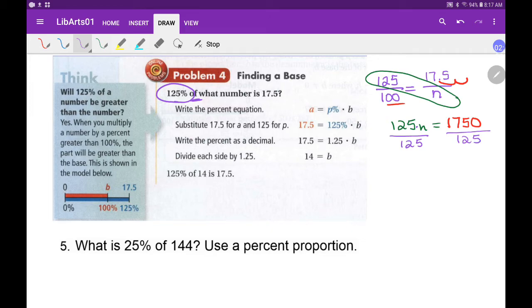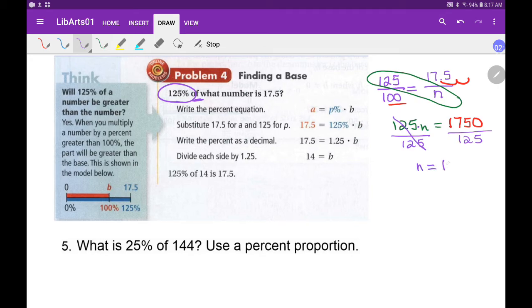So I say 1750 divided by 125, and I get, oh, it's 14. So n is equal to, the 125s cancel, right? n is equal to 14 when I do this division. Which division? This division. That's a division problem right there. Okay, so that's my answer. n is 14. And, oh, look, that's what they got.